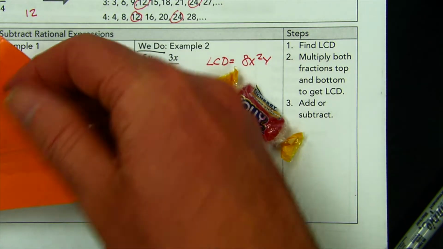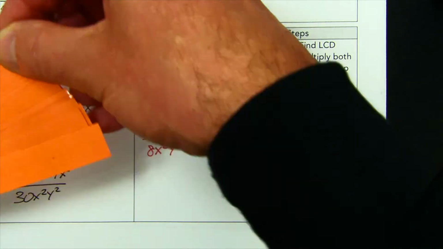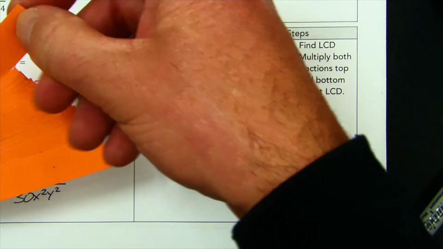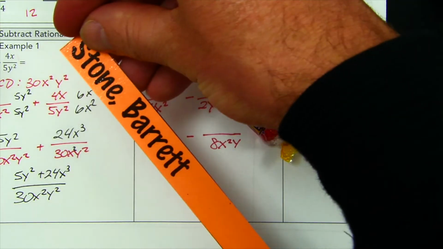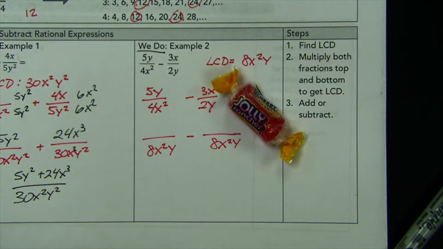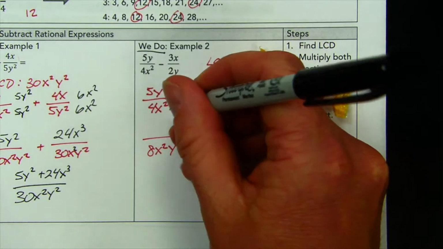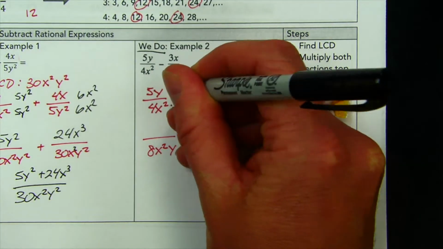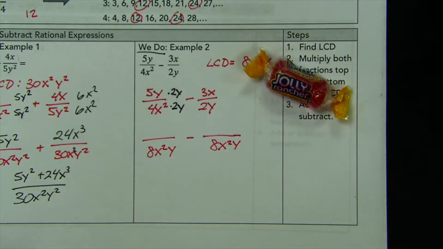All right. So let's see. What am I going to multiply top and bottom? And Barrett Stone, what is the answer? Did you say 2y? Correct. Wow, 2y is correct. Yep. Multiply top and bottom by 2y.